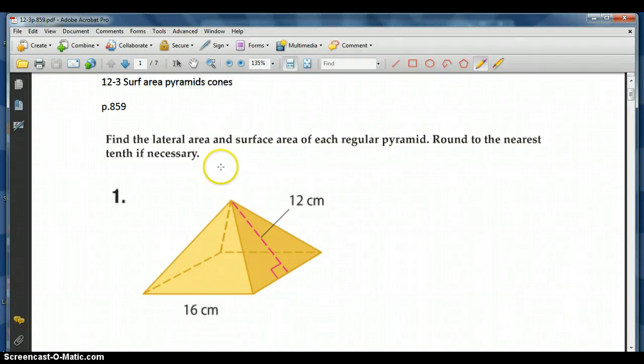Section 12.3, surface area of pyramids and cones, page 859. Number 1, find the lateral area and surface area of each regular pyramid. Round to the nearest tenth if necessary.